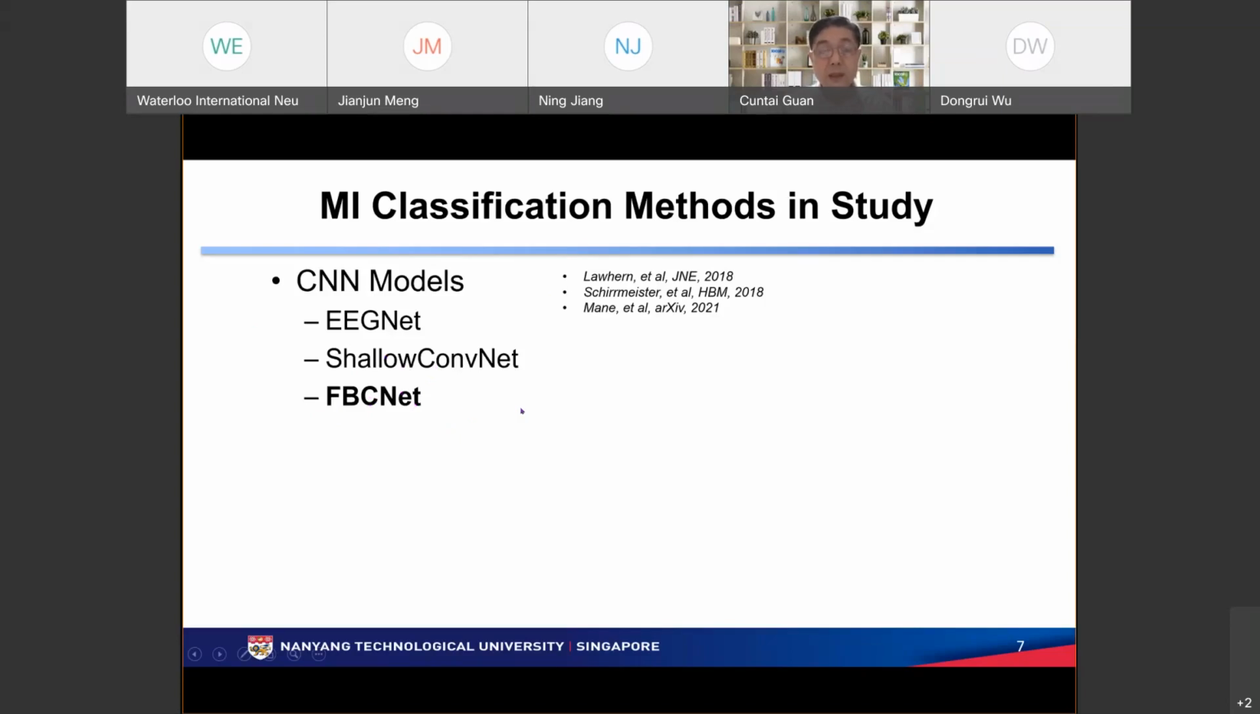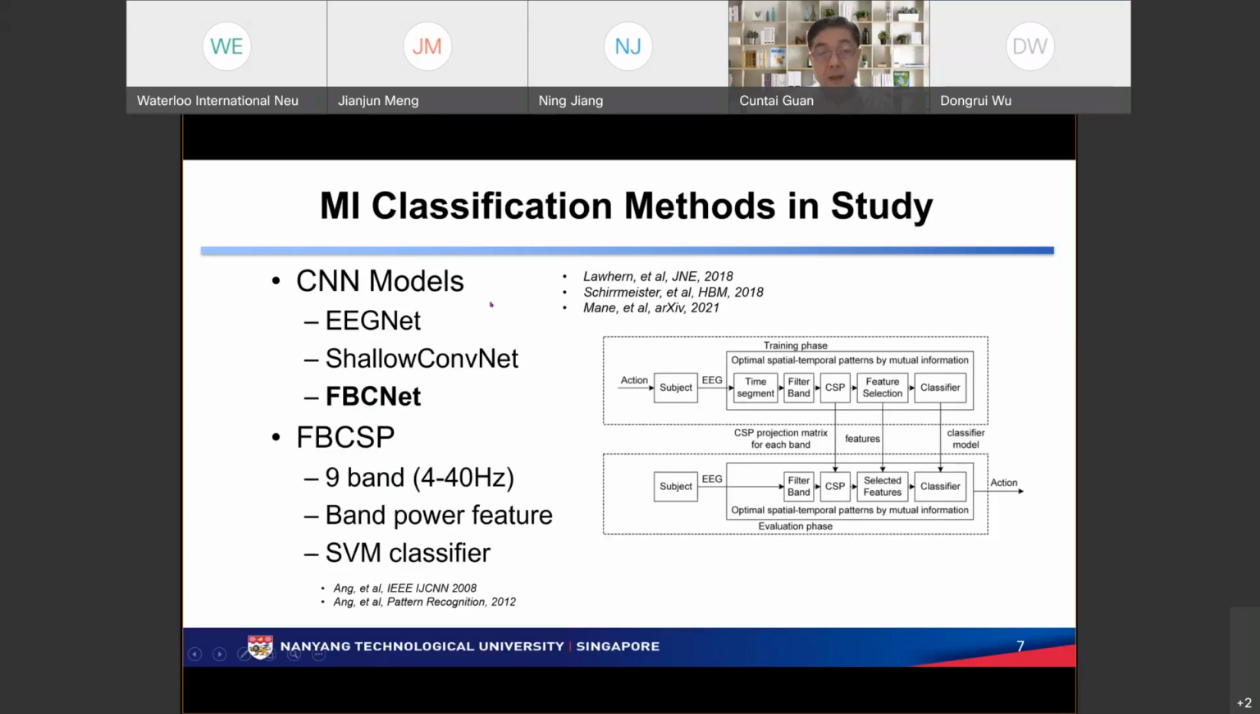We also try to compare the deep learning with the traditional feature-based filter bank CSP. FBCSP has been used a lot as a benchmark to be compared, because it provides quite consistent performance, especially for subject-specific models. So we try to do a comparison to see the rationale behind using deep learning, and how deep learning models compare with the traditional feature-based model.